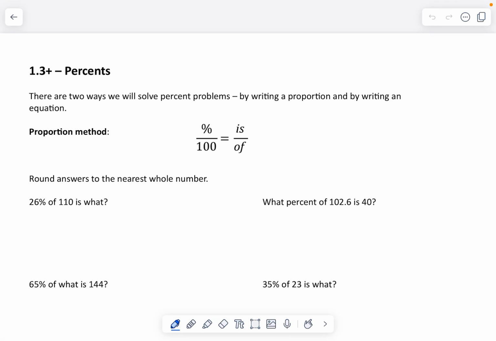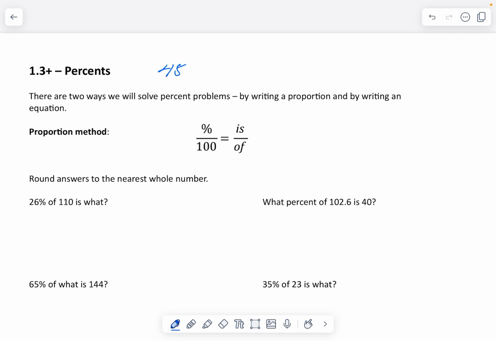Today we have a bonus lesson. I'm calling it 1.3 plus because in 1.3 we learned about proportions, and proportions are an excellent way to solve percent problems.